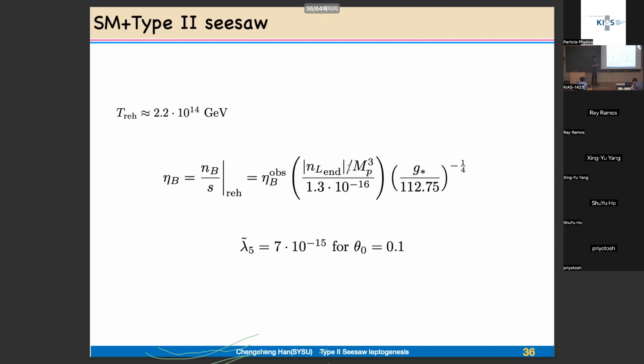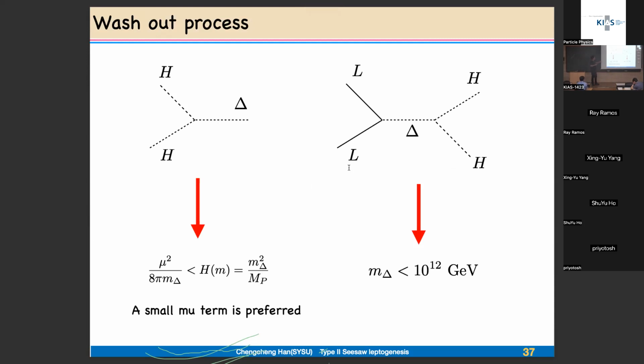And we also need to consider that after reheating, the delta and the Higgs are in the thermal bath, and for example, this trilinear term, this cubic term, will also break the U(1)_L symmetry. If it's too large, then all the lepton number generated will be washed out. So basically, we need a very small mu term. On the other hand, we also have the 2-to-2 process, which can also wash out the lepton asymmetry. Then we get the upper limit for this triplet Higgs mass to be smaller than 10^12 GeV, which is good for us. Later I will show what the constraints are, but this prefers a small mu term.